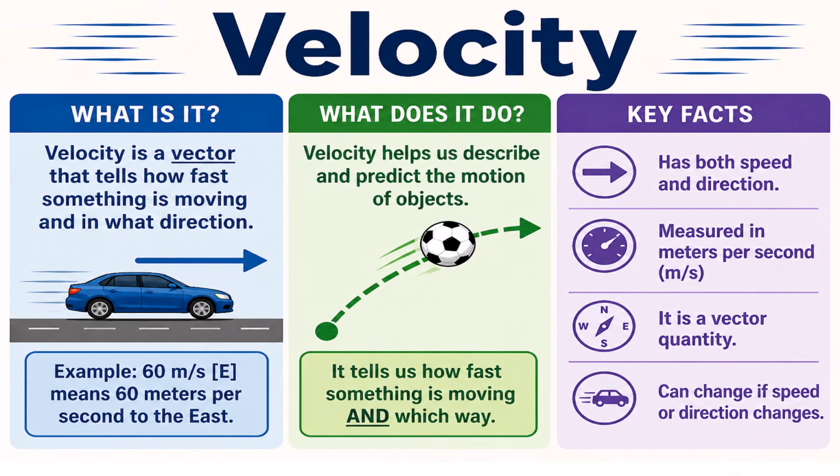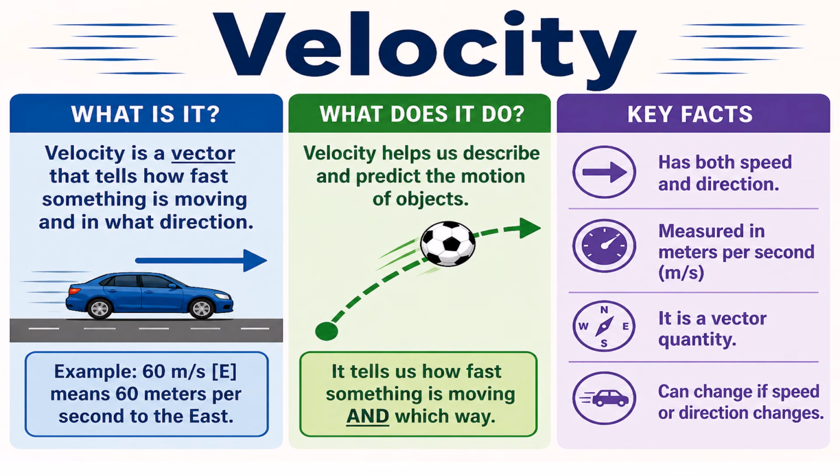Velocity is a vector that tells how fast something is moving and in what direction. Look at the example below and discuss it. Velocity helps us describe and predict the motion of objects. It tells us how fast something is moving and which way.